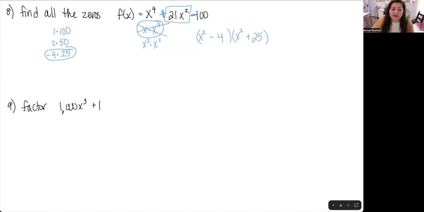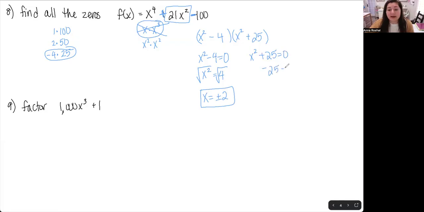Now, they say find all the zeros. In here, I know that x squared minus 4, I can set that equal to 0. I'll end up with x squared equals 4, and then I'll square root both. I'm going to end up with x is both positive and negative 2. When I set x squared plus 25 equal to 0, I'm going to end up with subtracting 25 on both sides. That's going to give me x squared as negative 25. I can't take a square root of a negative. It's going to have to be imaginary. So x will be both positive and negative 5i.